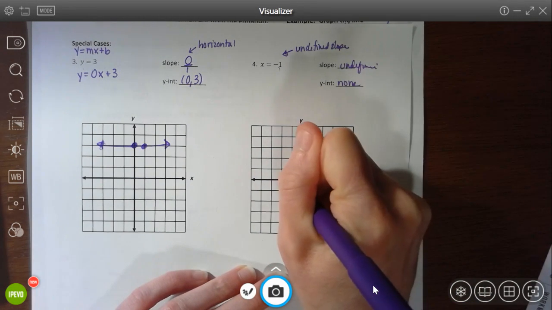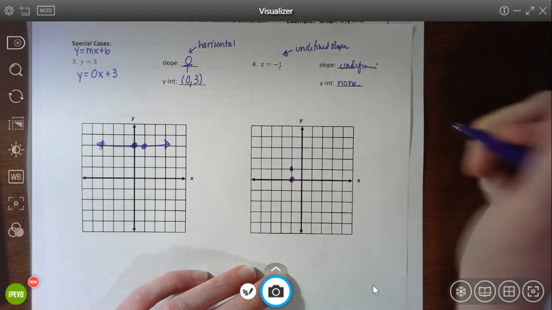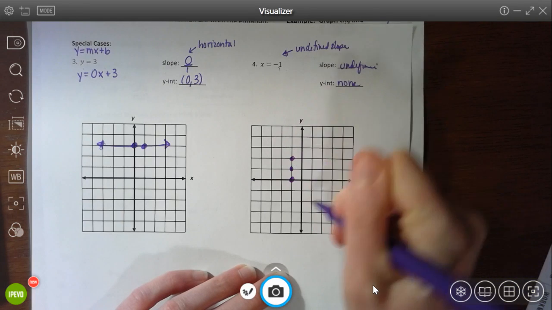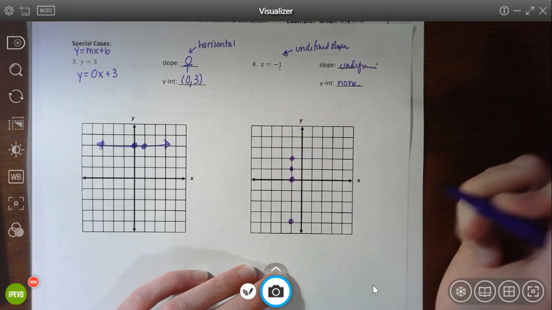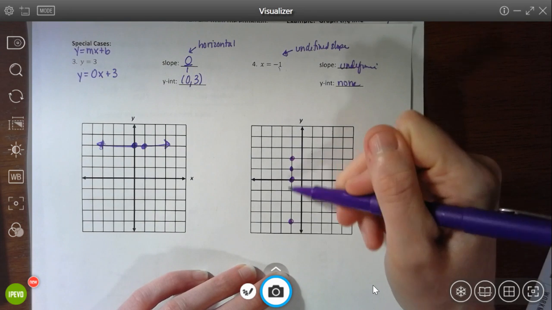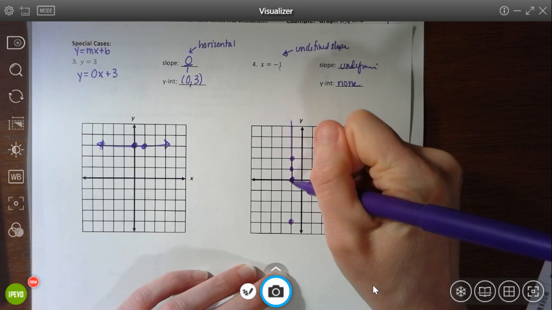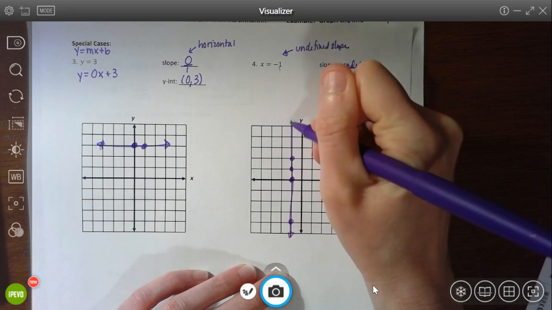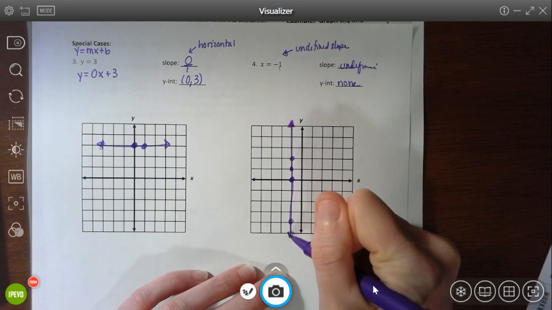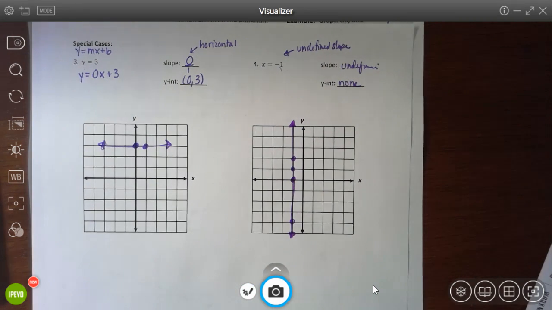So I could go to (-1, 0), or I could go to (-1, 1), or I could go to (-1, 2), or even (-1, -4). Any point on this line right here is going to have an x value that's -1. And so my line is going to go straight up and down and be that undefined slope and create that nice vertical line.